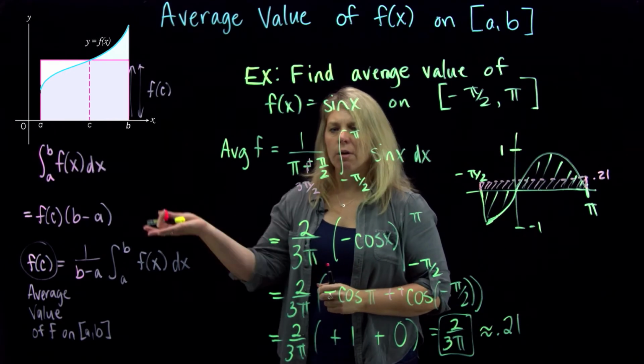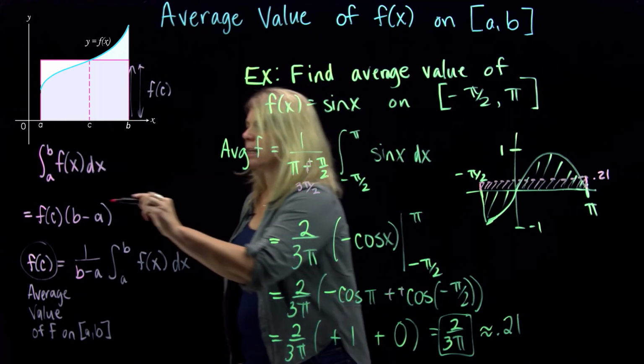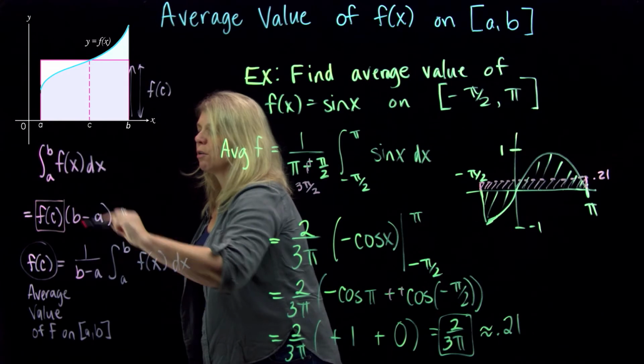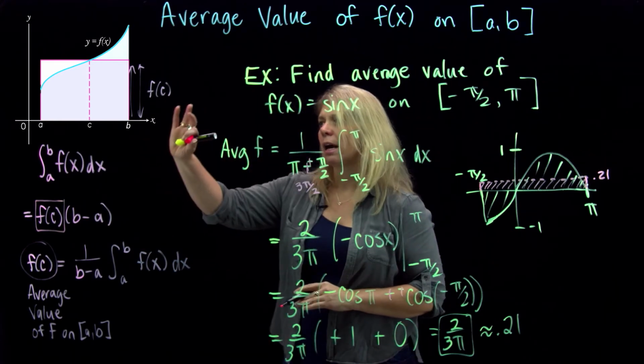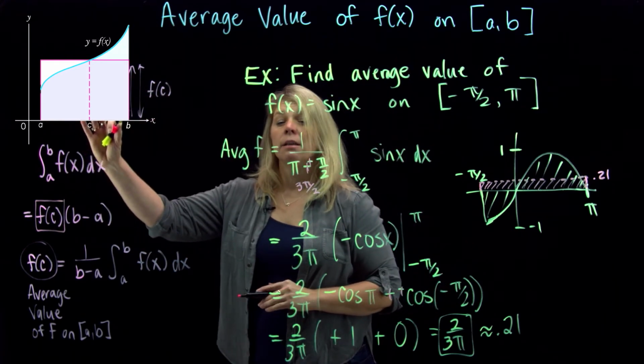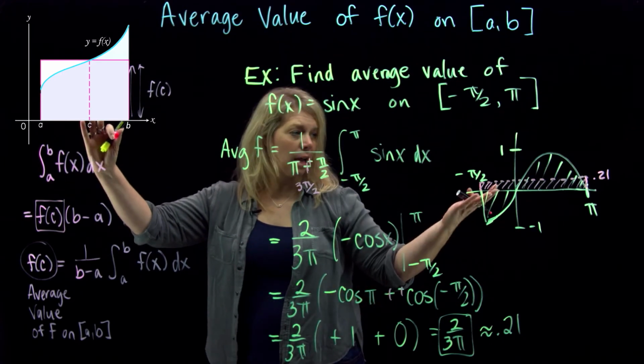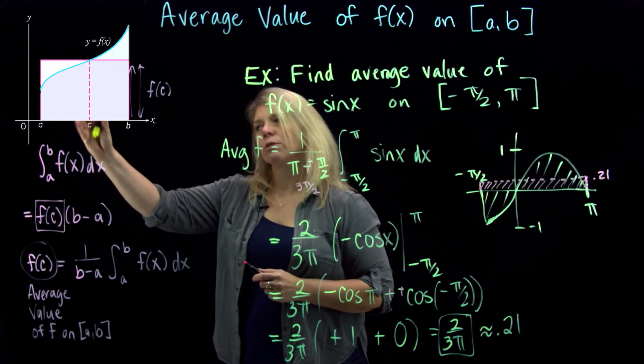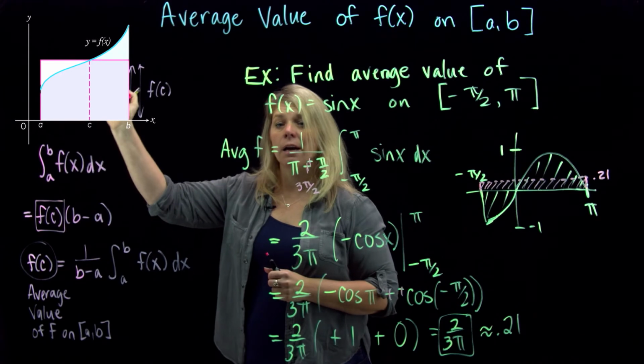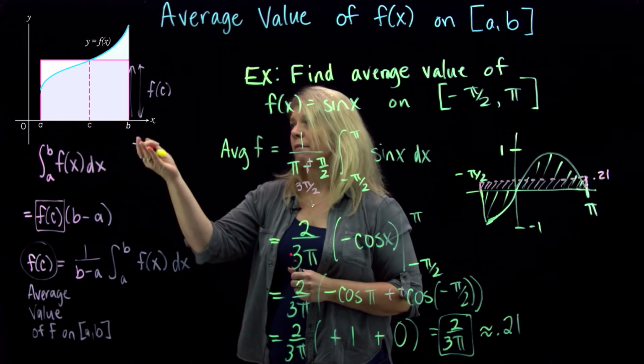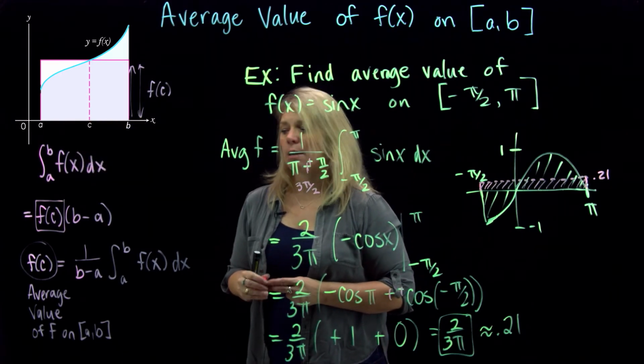So it's describing what we started talking about over here. We're just finding that f of c, what is that height at which the area of the rectangle that we see, signed area, if we have negative function outputs, is equal to the area or signed area under the curve where we have the function f of x from a to b.